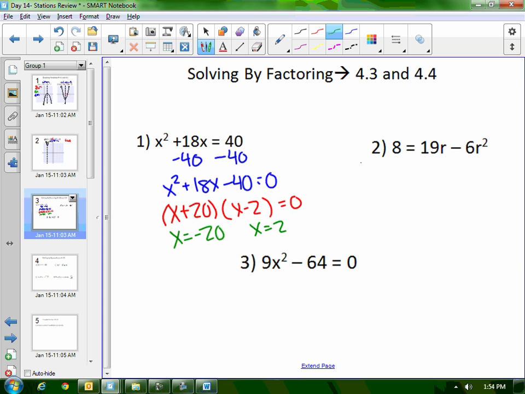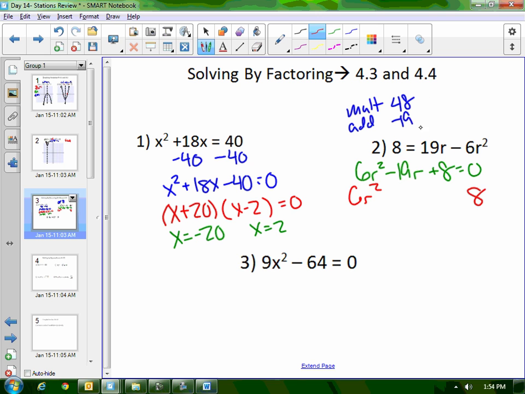I'm going to get everything on one side, so I'm going to add 6r squared, I'm going to subtract 19r, and then I still have a plus 8, so I get everything on the left side. But in this problem, it's not a 1 in the front, and there's no GCF, so I'm going to multiply 6 times 8. I need two numbers that multiply to 48 and add up to the middle, which is negative 19, because I'm going to split the middle. 6r squared is not going to change, 8 is not going to change, but I'm going to split the middle up into those two numbers. Those two numbers are negative 16 and negative 3.